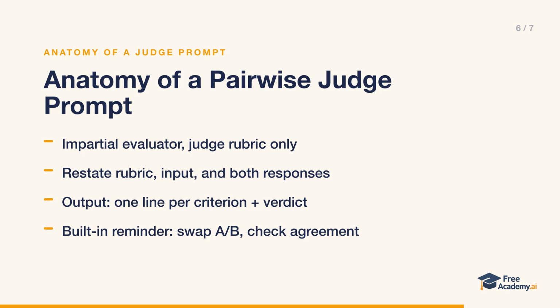And built right into the prompt is a note reminding you to run it again with A and B swapped, and to only trust a verdict that agrees both times. That's position bias control, written directly into the instructions instead of left for you to remember.